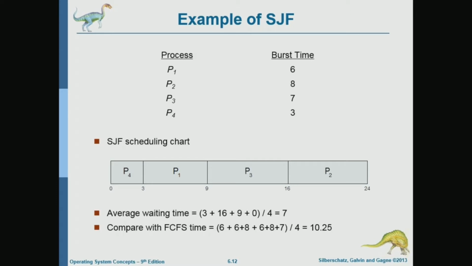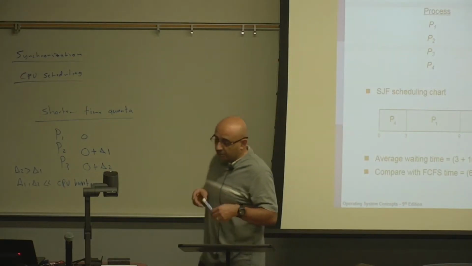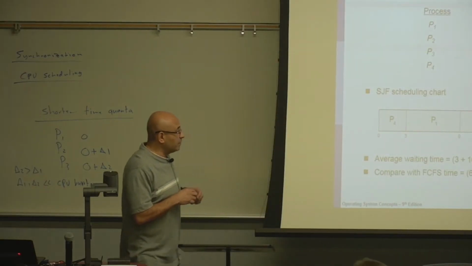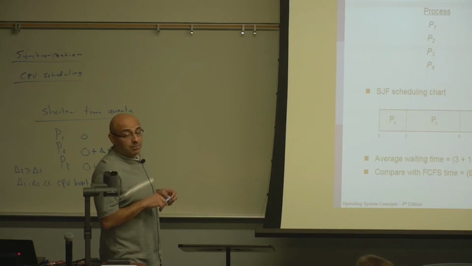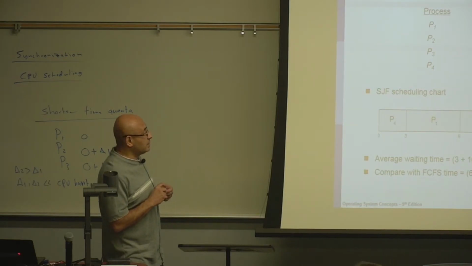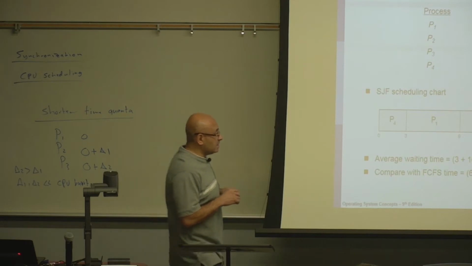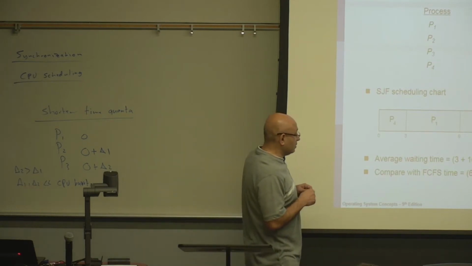And in fact, it's optimal. If our objective is minimizing the average waiting time, shortest job first is an optimal algorithm. This is very intuitive, so intuitive that we will not provide a formal proof of optimality of shortest job first, because it's just so intuitive.